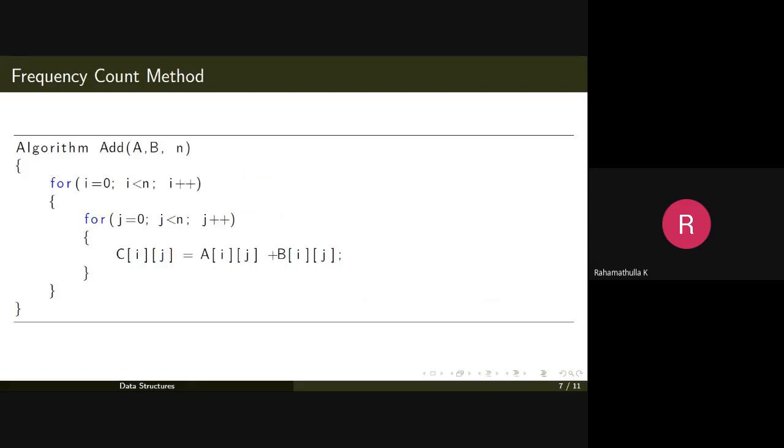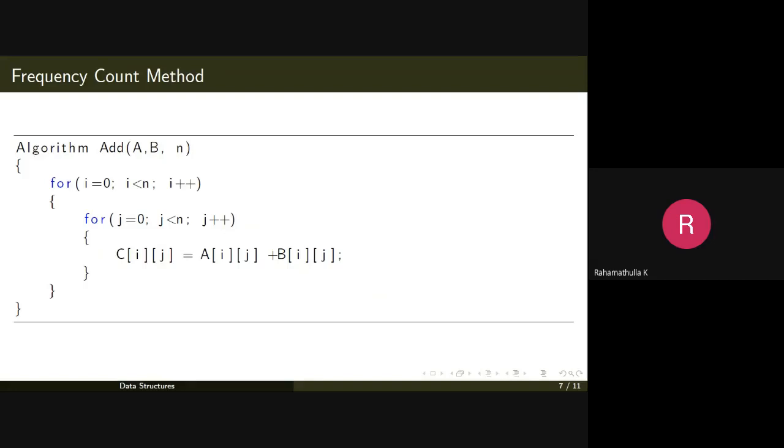Let's take another example, a sample algorithm for adding two matrices A and B. In this case, we write two loops: for i equal to 0, i less than n, i plus plus, and for j equal to 0, j less than n, j plus plus. Then this statement, C of i j equal to A of i j plus B of i j. You can see that there are two for loop statements, and this statement is inside both of the for loops. Now let's see how many times each of these statements will be executed, and that corresponds to the time taken by the algorithm.